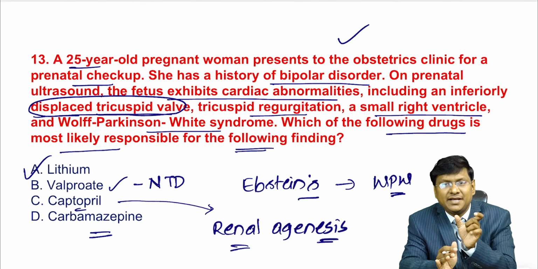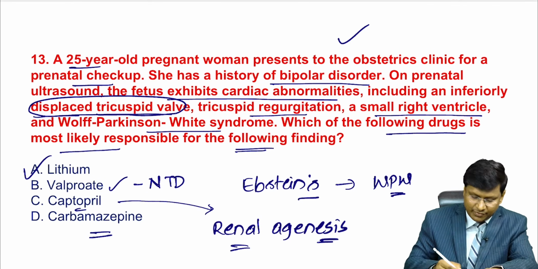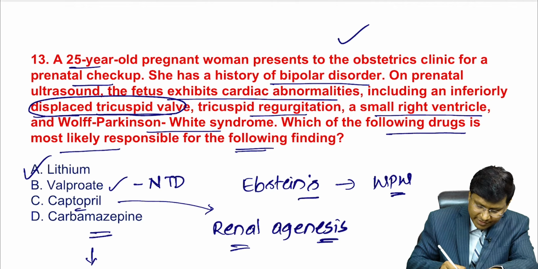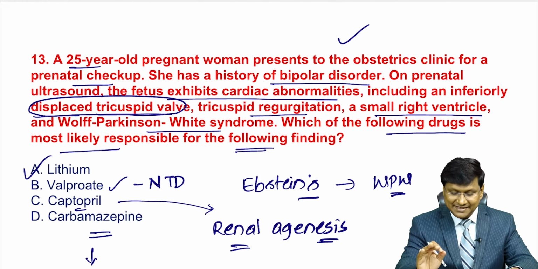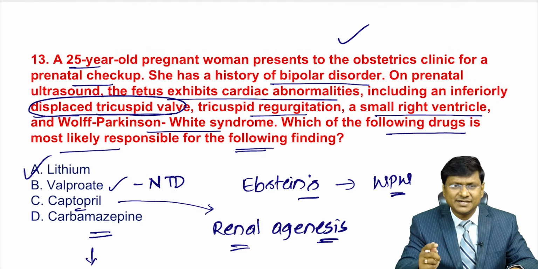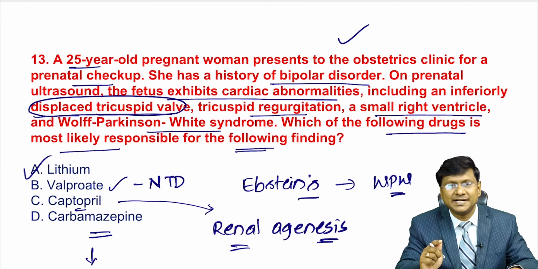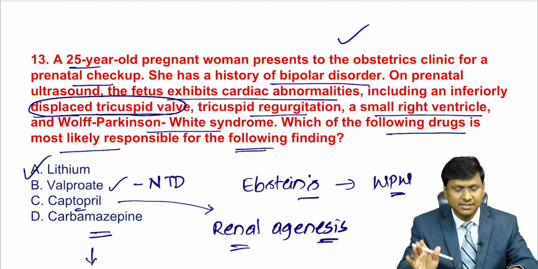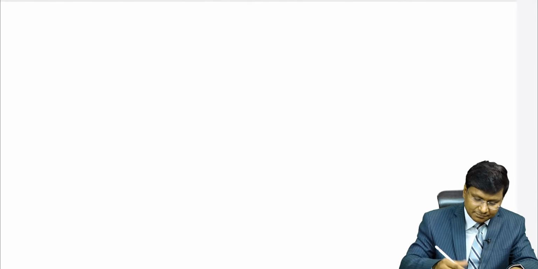See, carbamazepine is more commonly associated with the neural tube defects during the pregnancy, right? So it is the lithium which is associated with the development of the Epstein's anomaly and increased risk of the pre-excitation syndromes, that is the WPW syndrome, right? Moving on to the next question.